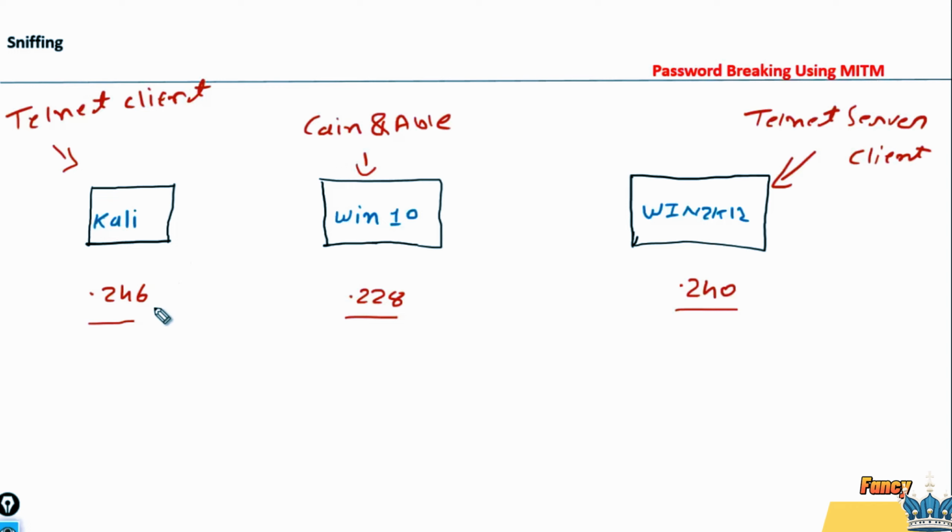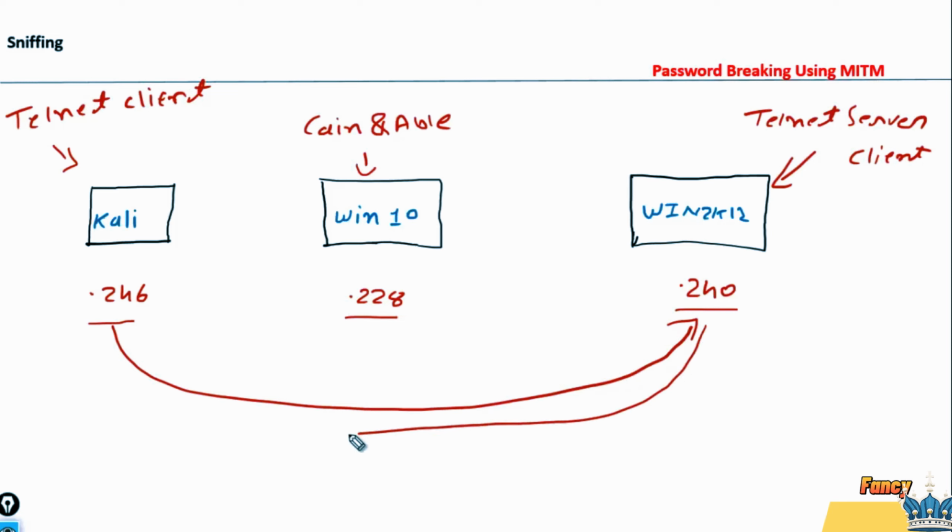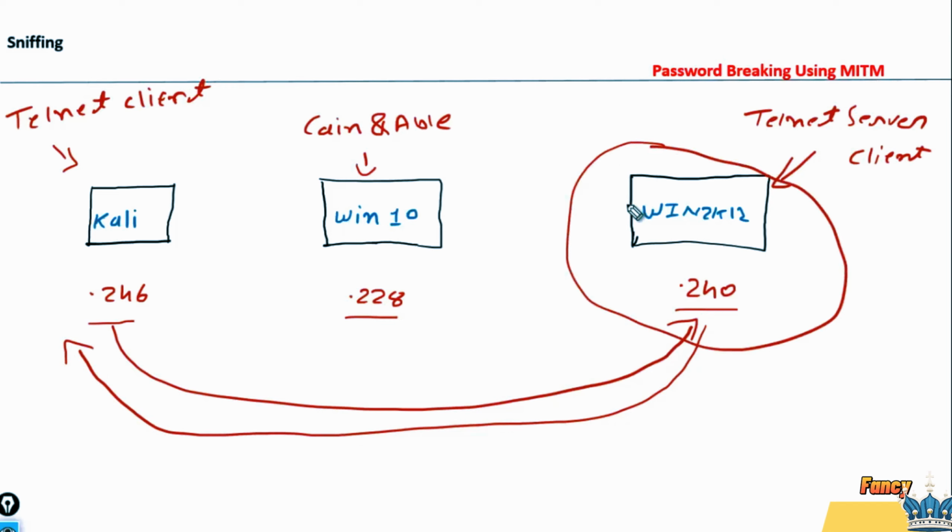Here, I will request a Telnet connection from Kali Linux to Win2K12. And Win2K12 provides the terminal of Win2K12 by authenticating the username and password.